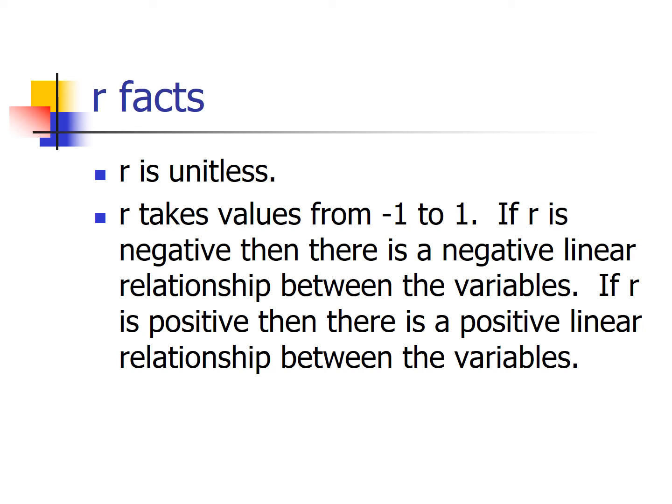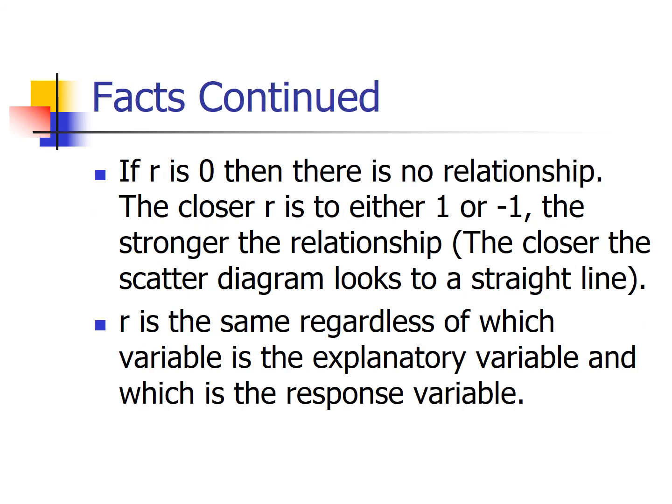If r is negative, then that implies a negative linear association. If r is positive, it indicates a positive relationship. So that's pretty intuitive, right? This correlation, basically whether it's positive or negative, also tells us what the direction of the relationship is. If r is 0, there's no, and I should emphasize this, there's no linear relationship.